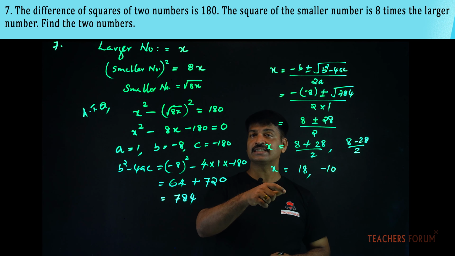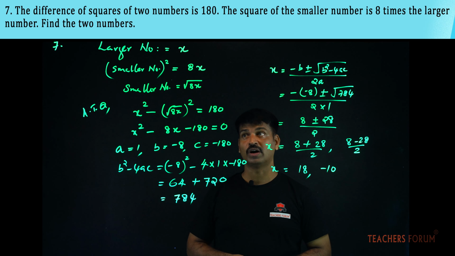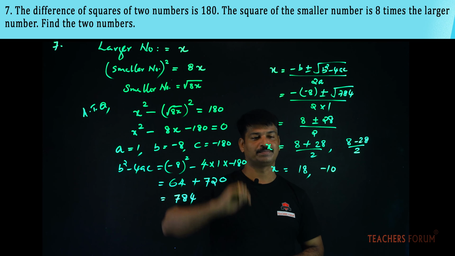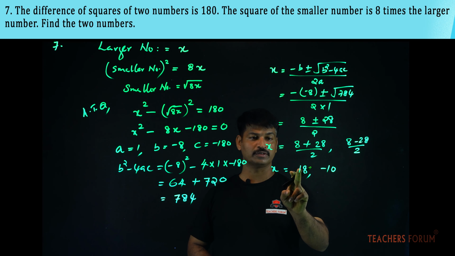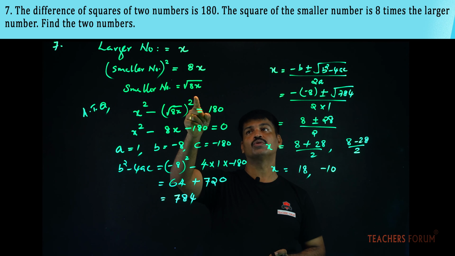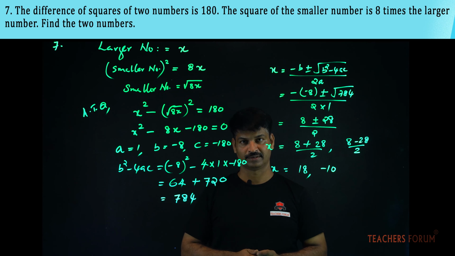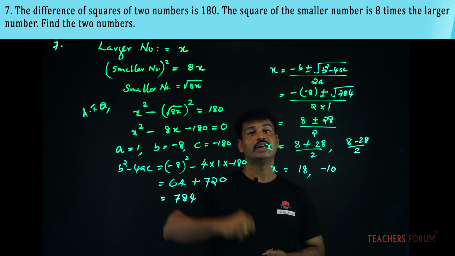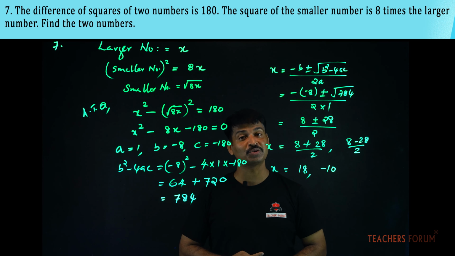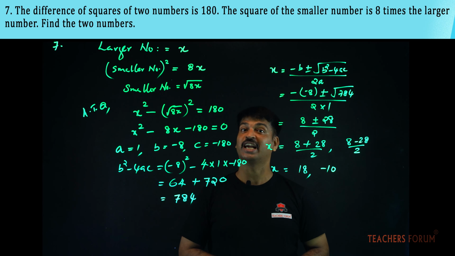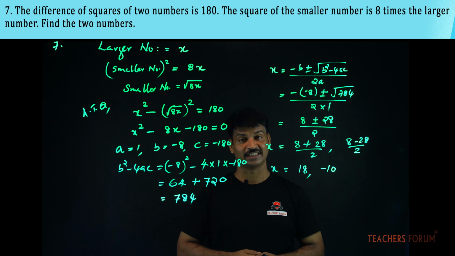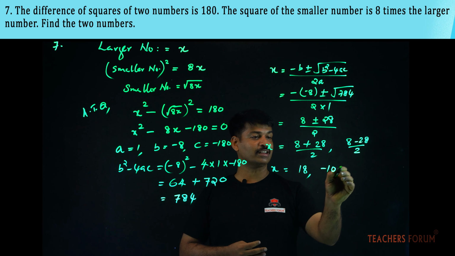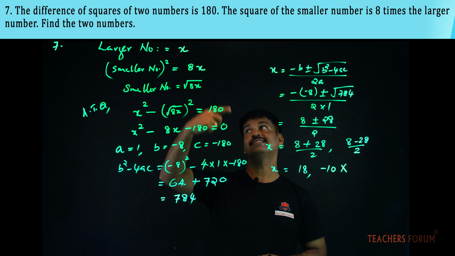Here, what is x? x is the larger number. Then what will be the smaller number? The smaller number will be square root of 8x. So you can substitute x. If you substitute 18, it becomes square root of 8 into 18. Now if you substitute minus 10, the smaller number becomes square root of 8 into minus 10. What is 8 into minus 10? That is minus 80. Square root of minus 80, we cannot find it. It's not a real number. So we cannot consider minus 10 as the larger number.